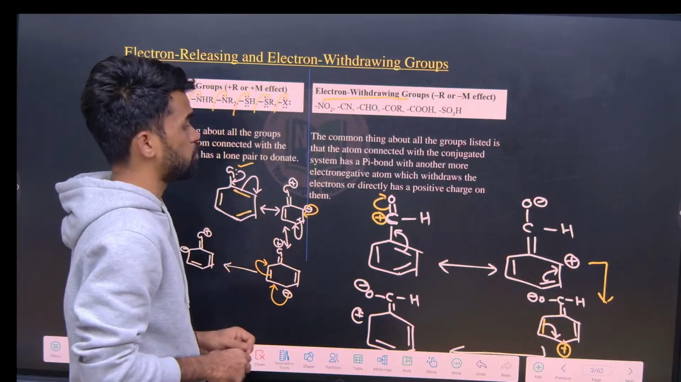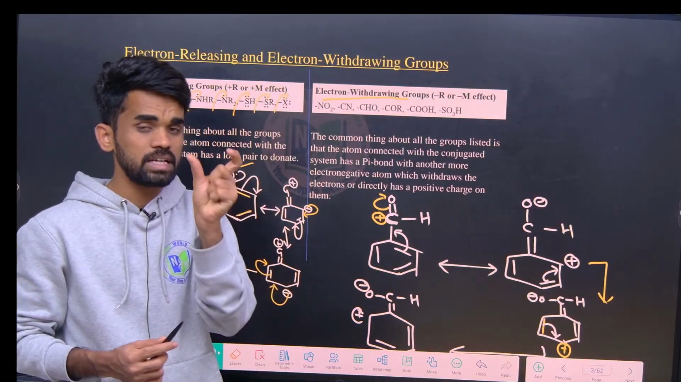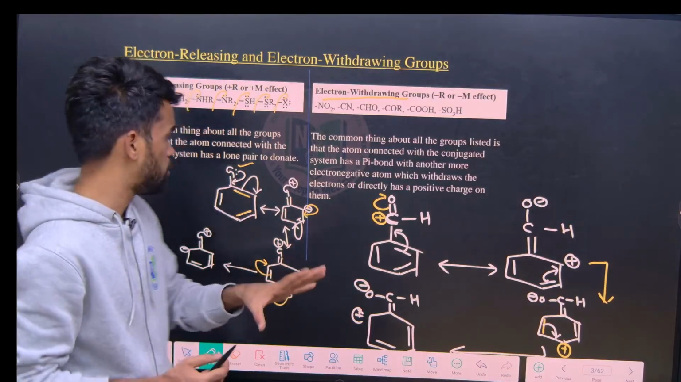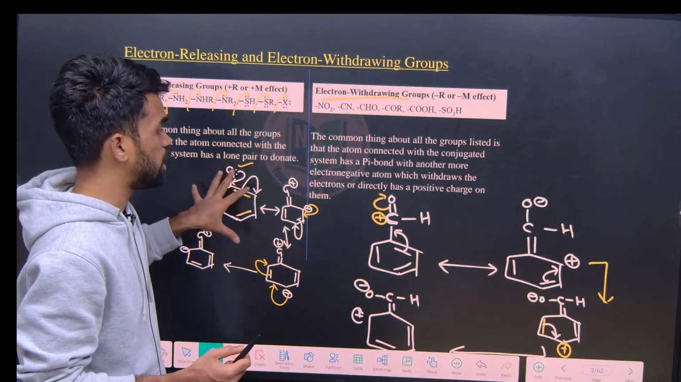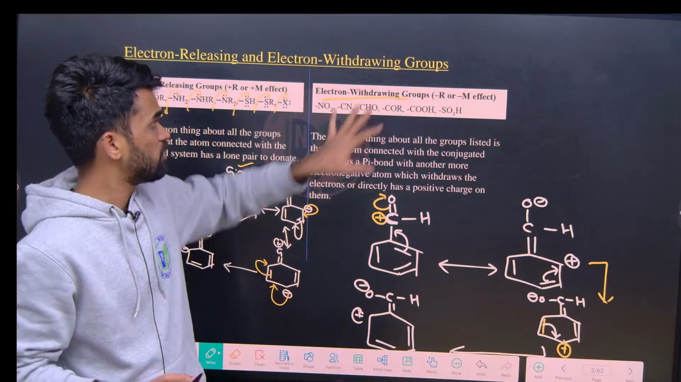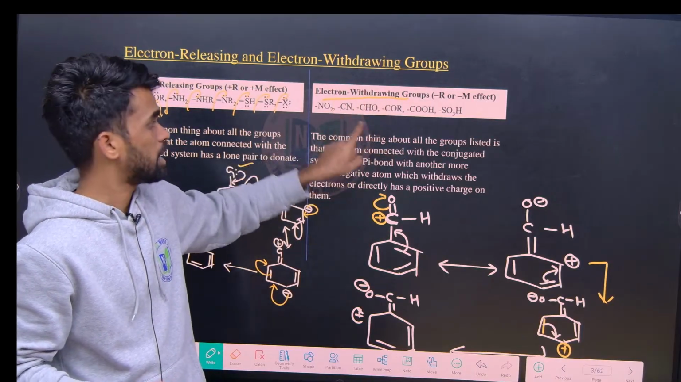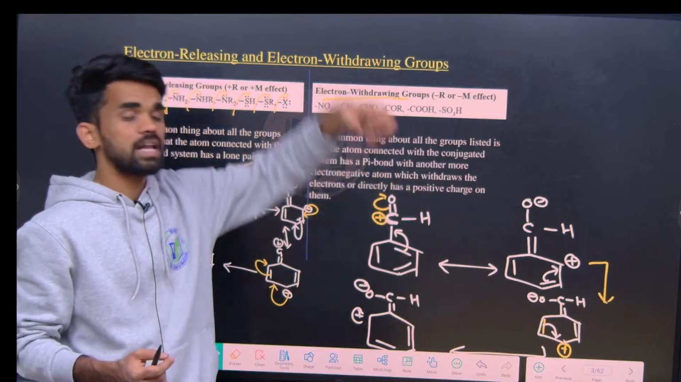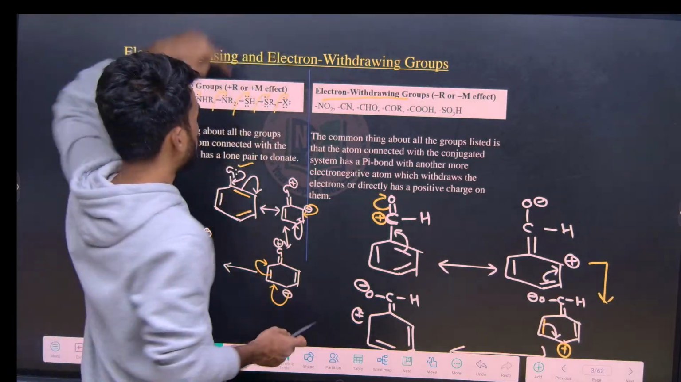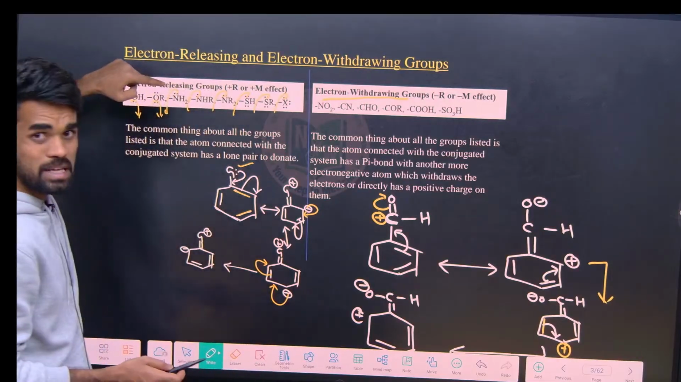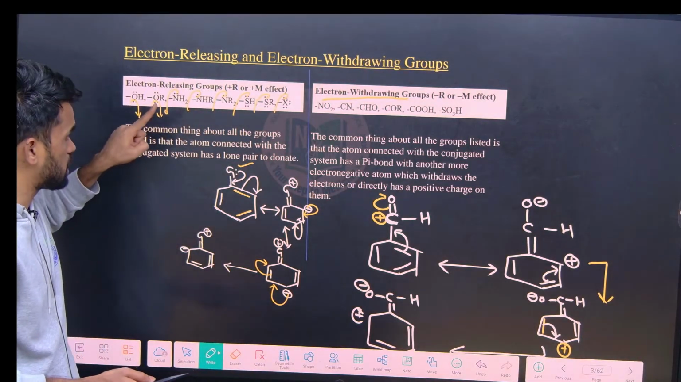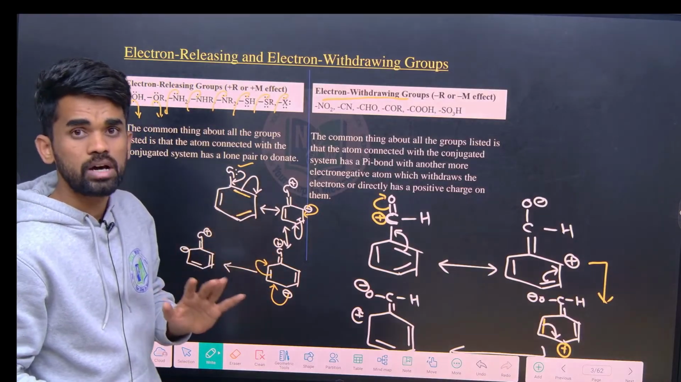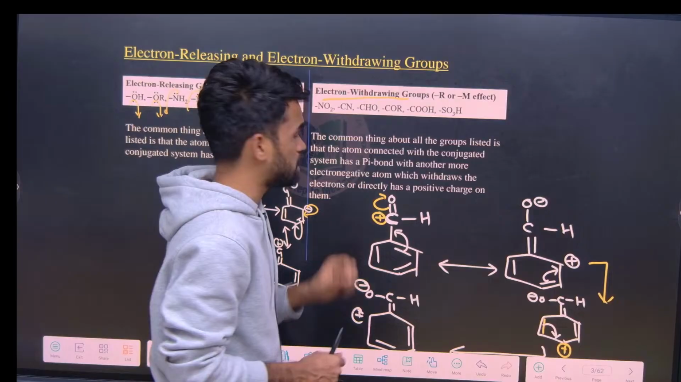It is very important to identify whether the given group is an electron releasing group or an electron withdrawing group. Then only you will be able to tell whether it is ring activating or ring deactivating. Whenever we have a minus M effect, like electron withdrawing groups, that will deactivate the ring by withdrawing electrons from the ring. Okay, whenever you have a plus M effect, that is an electron releasing group, that will activate the ring by donating electrons into the ring.